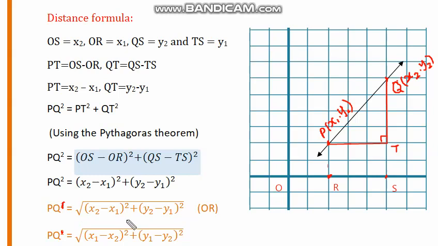Actually, this is the formula for the distance between two points on a straight line. So the formula is PQ equals the square root of x2 minus x1 the whole square plus y2 minus y1 the whole square, or PQ equals the square root of x1 minus x2 the whole square plus y1 minus y2 the whole square.